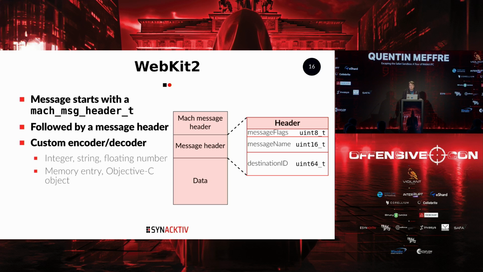Each message starts with a Mach message header structure, which is followed by a custom structure named the custom header, which has three fields. The first one is some flags used to describe the message. Then we have a name, which is an identifier used to identify which handler you want to call in the remote process. And we also have a destination ID used for something else. WebKit allows you to encode lots of data after this header. For example, WebKit allows you to encode simple data like integers, strings, or floating-point numbers, as well as more complex data like shared memory or Objective-C objects.